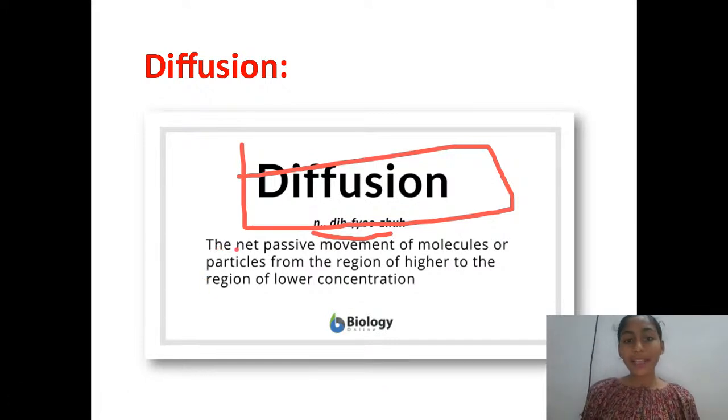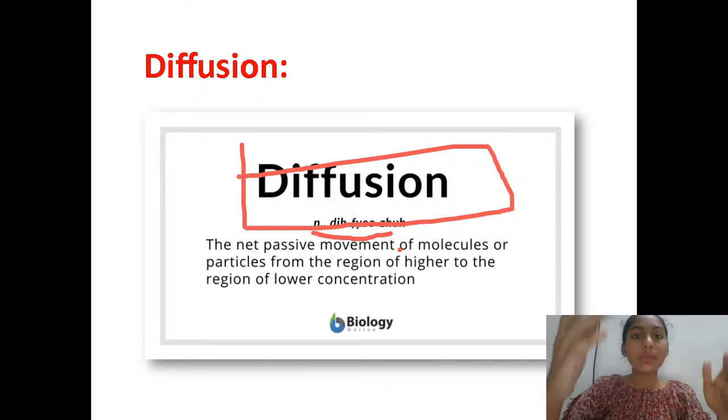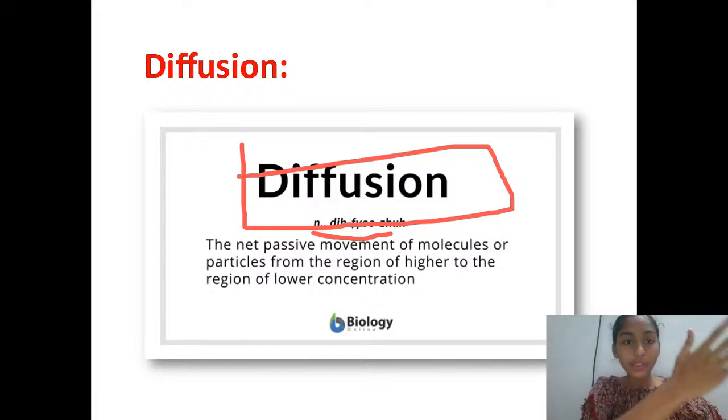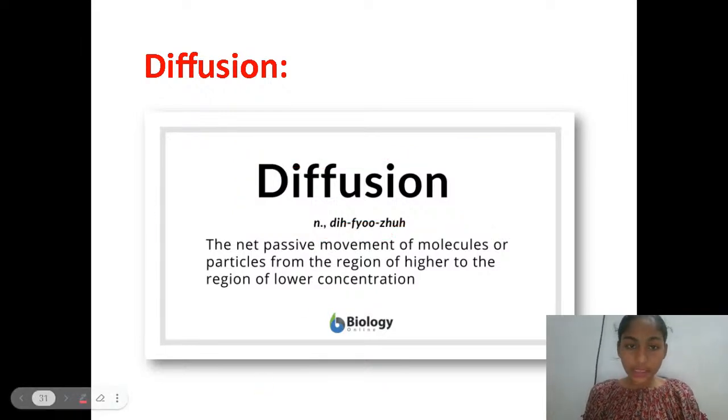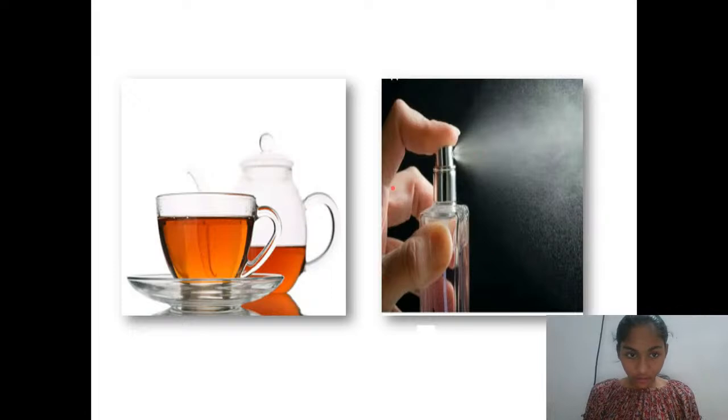So the net passive movement, for example: diffusion means moving of molecules from higher concentration to lower concentration. Higher concentration in the sense, for example, if a place has more water, the water moves to the place where there is lower concentration. This is what diffusion means. These are some examples of what I've just said.